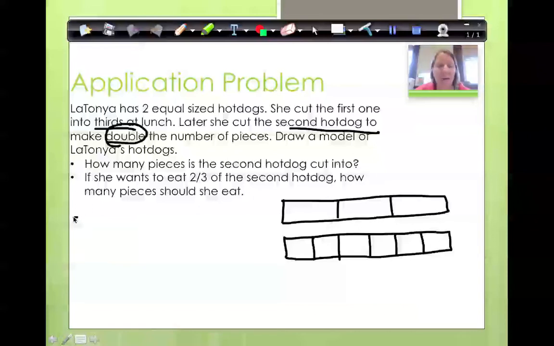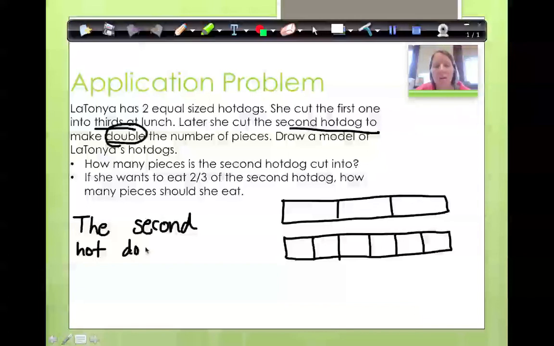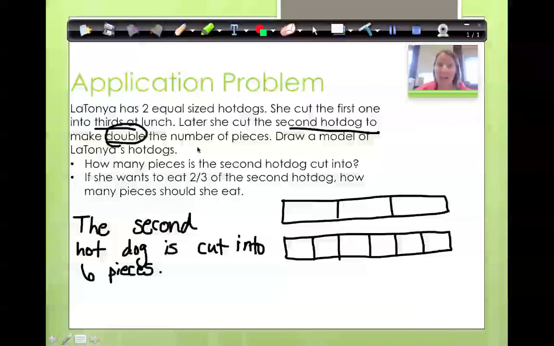So let's write that down. The second hot dog is cut into 6 pieces. There's our statement. That's a complete sentence. If she wants to eat 2/3 of the second hot dog, how many pieces should she eat? Okay, so she wants to eat 2/3.